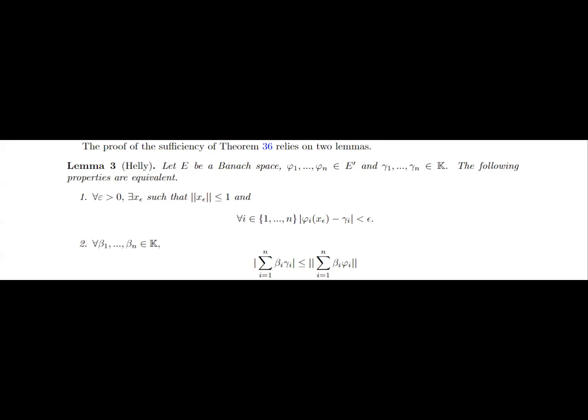Oh, there's a question, which norm in 2? Okay. And this is equivalent to: for all beta 1 to beta n in K, you have the following. So here it's the norm in K, and K is R or C. But now this is the norm; we work with only one norm here. It's the norm of the dual space. So phi I are members of my dual space, and this is the norm in the dual space. Okay, so we are going to prove this lemma.